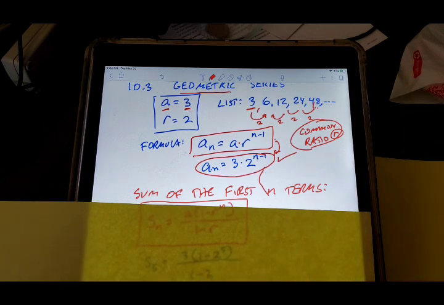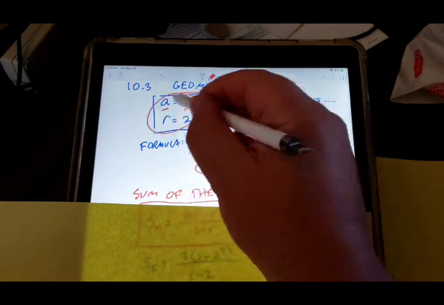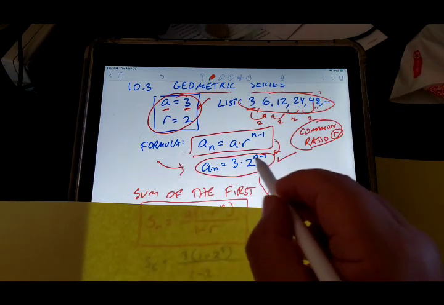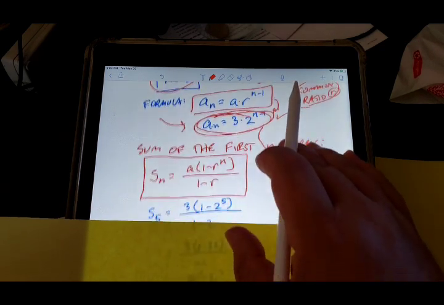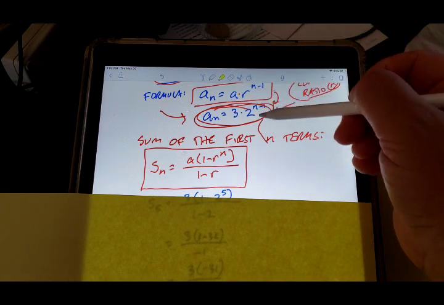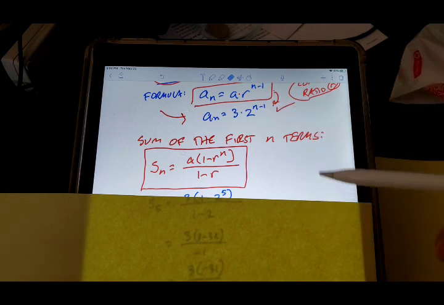All right, what else do we do? Well, we already know this. In addition to describing a geometric series with its A and its R number, and describing it with a list and with a formula, we might be asked to find the sum of the first n terms. So I feel like we should think of this the same way we thought of the previous section. Yes, we can calculate the sum of the first n terms. All right. So here's the formula.